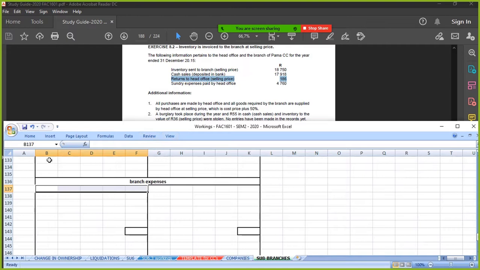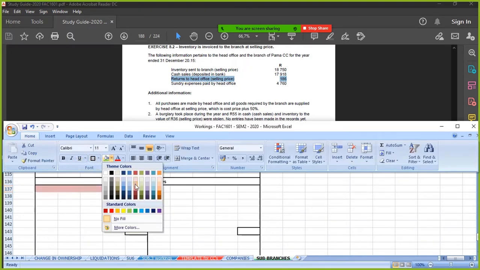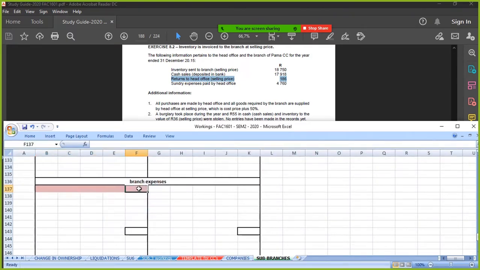So you would have debited this, you're right. You would show it: 4760. Okay, notice no splitting out cost price and markup because this isn't inventory. This is just an expense, an expense that the head office is having to pay for. Head office pays for it.